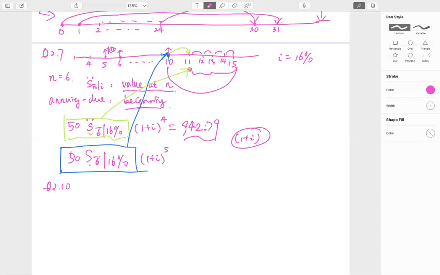Q 2.10. In this question, Mary receives payment of $100 at the beginning of each year, including today, forever. So we have a perpetuity. Virginia receives payments of X dollars at the end of each year, starting 5 years from today, forever. It's another perpetuity. The present values of their payments are the same at an annual effective interest rate of 10%. Calculate X. That is the payment Virginia will receive.